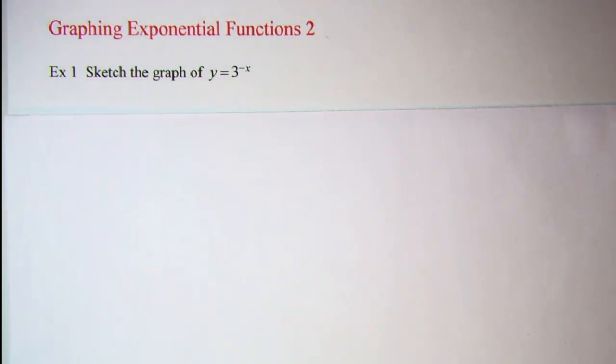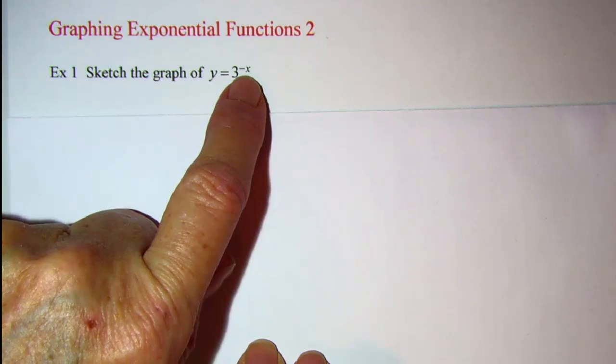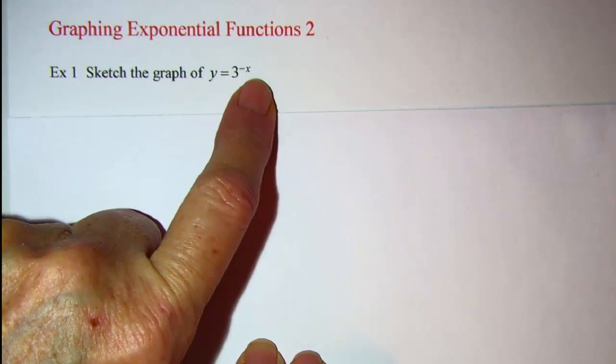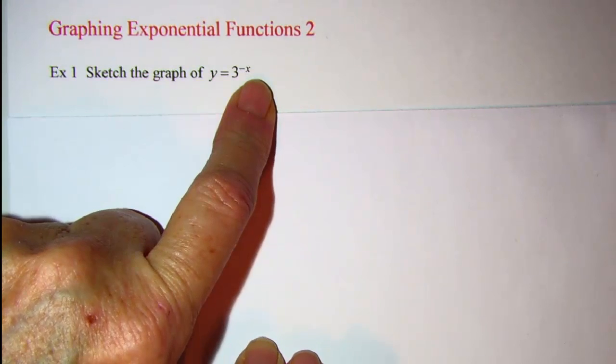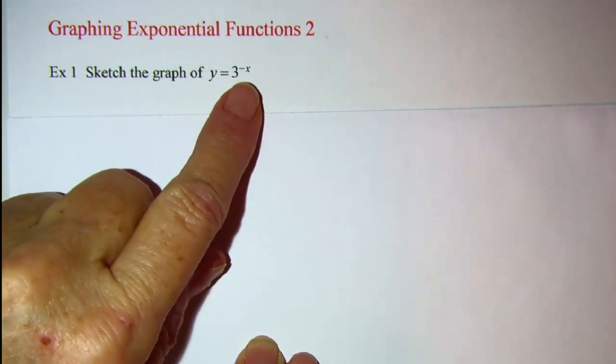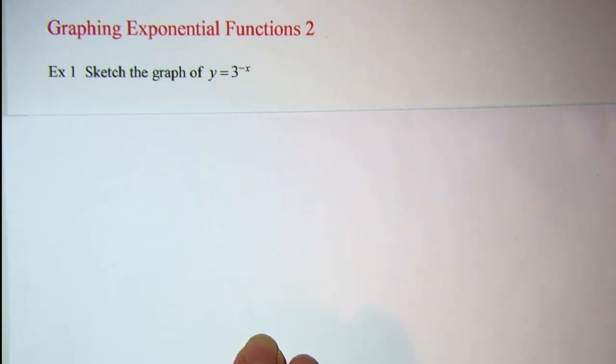Now to start, we want to set up an xy chart, and we want whatever will make our exponent equal to 0 to be in our chart as the middle x value, and then we want a couple x values to the left of that and a couple to the right of that. So for this problem, that's a pretty easy decision. We want x to be 0.